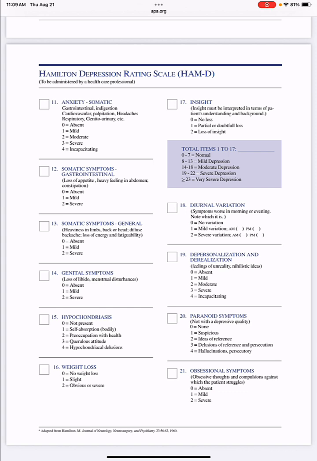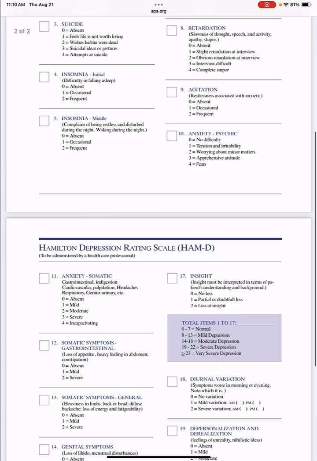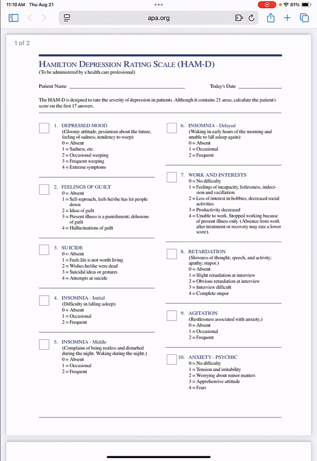Items 18 through 21 are not included in the final score, and these items include diurnal variation, so symptoms worse in the morning or evening, and then noting which one it is, so 0 having no variation, mild variation versus severe. Again, probably some room for rater subjectiveness, but try and do your best. Depersonalization and derealization, so 0 being absent, 1 mild, 2 moderate, 3 severe, 4 incapacitating. Paranoid symptoms, 0 being none, and all the way up to 4 having persecutory delusions, and 21, obsessional symptoms, 0 being absent, 2 being severe.